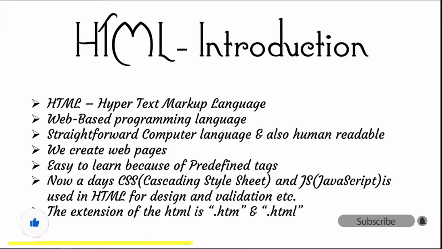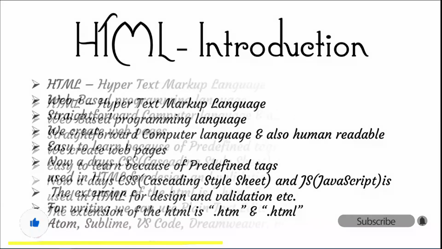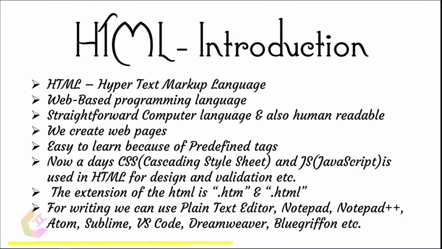So what is the extension of HTML? HTML's extension is .htm and .html. For writing HTML, we use a plain text editor, Notepad, Notepad++, Atom, Sublime, VS Code editor, Dreamweaver, Blue Griffon, and etc. All are free tools except Sublime Text. So you can choose any text editor to code the HTML.